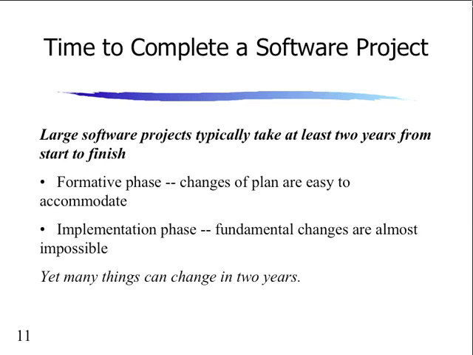So, the time to complete a software project. Large projects typically take at least 2 years from start to finish. Then we have the formative phase: changes in the project are easy to accommodate. In the implementation phase, not so easy. Fundamental changes are almost impossible. So that causes projects to fail as well, not managing change and having things like scope creep happen to you. Many things change over 2 years, however.